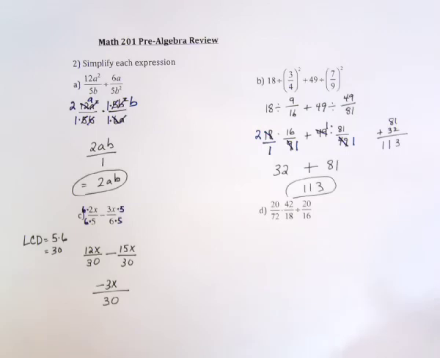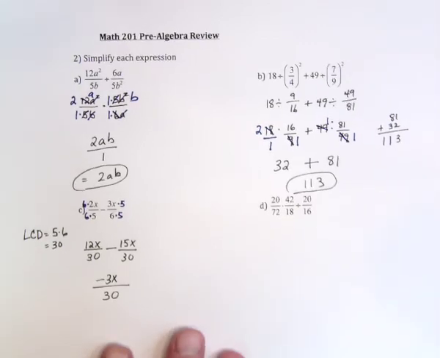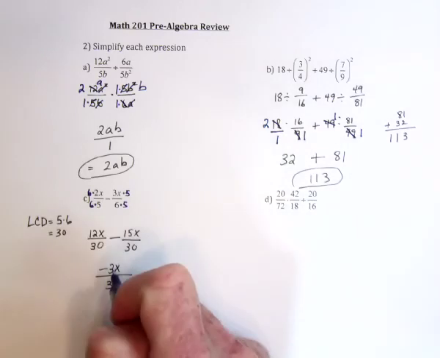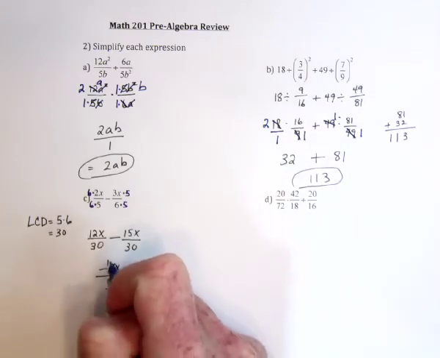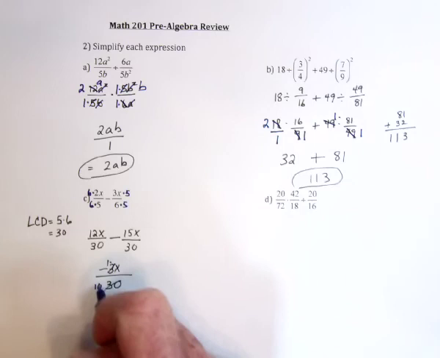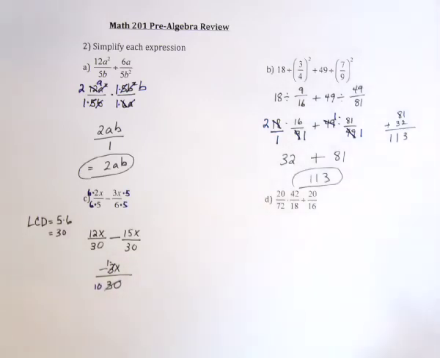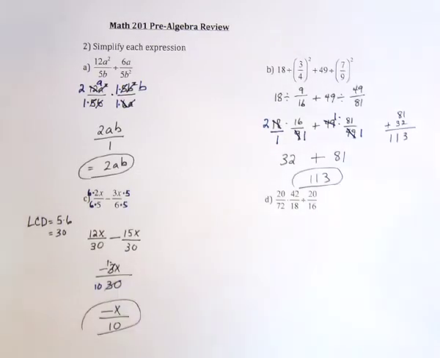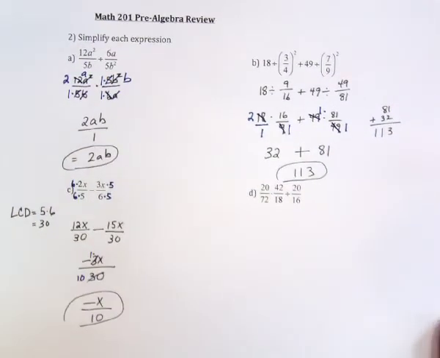Oh, here's one where we get to reduce. Because this number can be divided by 3, and this number can be divided by 3. So we have to go ahead and do that. Divide by 3 leaves a 1. Divide by 3 leaves a 10. So the final result is negative 1 times x, so that means negative x. You don't really have to put the 1 times. The denominator, 10. All right, one more problem here.